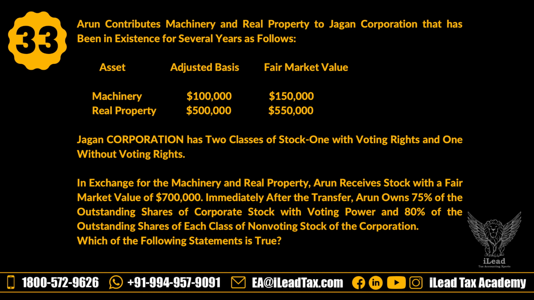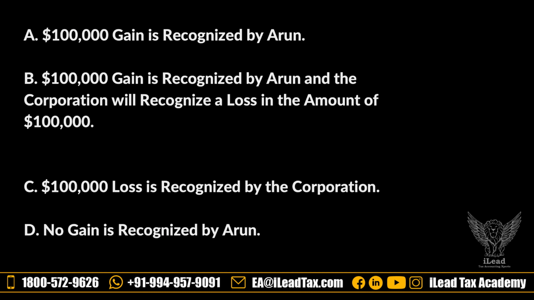Let's see the options. Option A: 100,000 gain is recognized by Arun. Option B: 100,000 gain is recognized by Arun and corporation will recognize a loss in the amount of 100,000. Option C: 100,000 loss is recognized by the corporation. D: no gain is recognized by Arun.